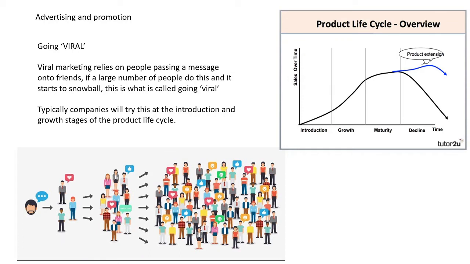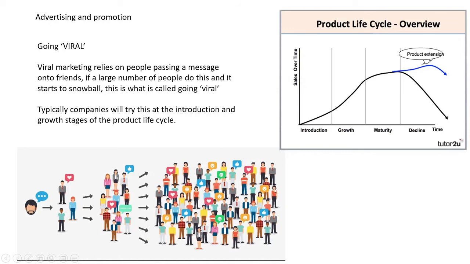So let's talk about going viral as well. Going viral is the term for when a message is sent out, and one person shares it with 2 people, then 2 people share it with 5 people, and 5 people share it with like 50 people, and it spreads like that. Typically, companies will try going viral in the introduction and growth stages of the product life cycle.